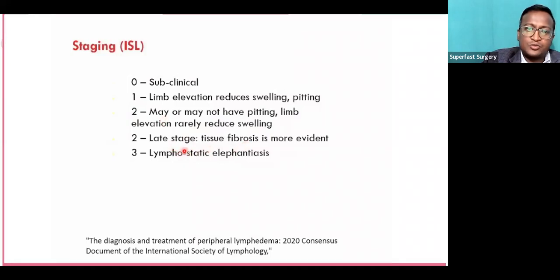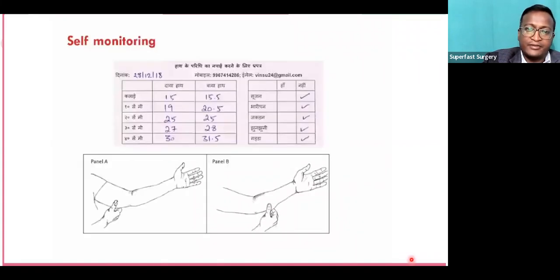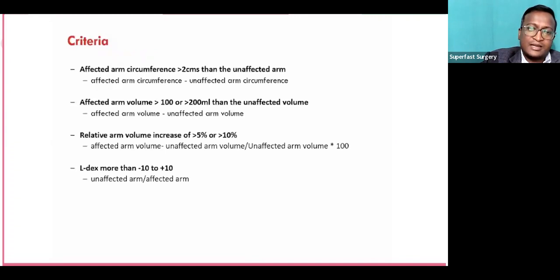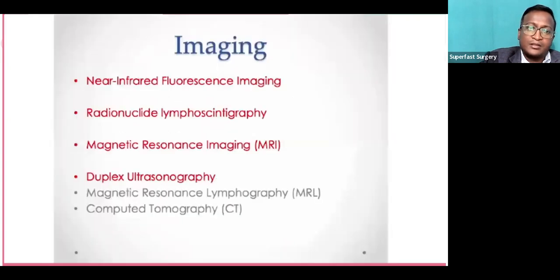Two is further divided into two late stages, where tissue fibrosis is more evident, and the last stage is elephantiasis, static elephantiasis. We can measure it using the pinching method and measuring tape. This is the criteria. There are several criteria to define it, based on volume or arm circumference. Rather than that, I will discuss how to prevent it.